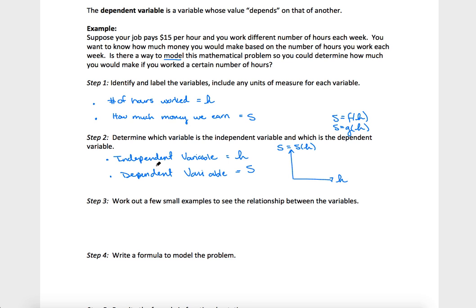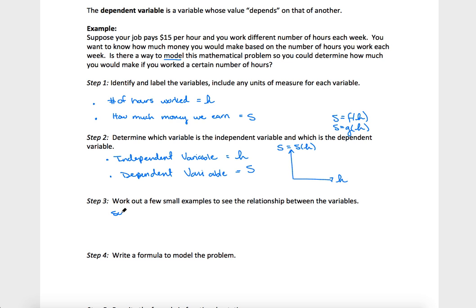So again, our goal is to try to come up with a formula to model this scenario. So in order to help us write a formula, it's always a good idea in the next step to work out a few small examples just to see the relationship between the two variables. And in mathematics, as soon as you see a pattern that demonstrates a relationship between the variables, that pattern usually leads to a formula that models that scenario. Okay, so let's work out a few examples.